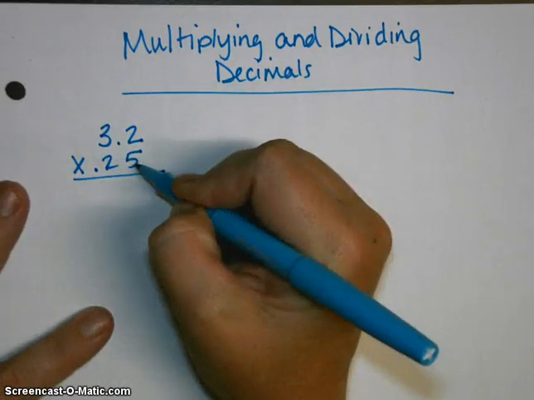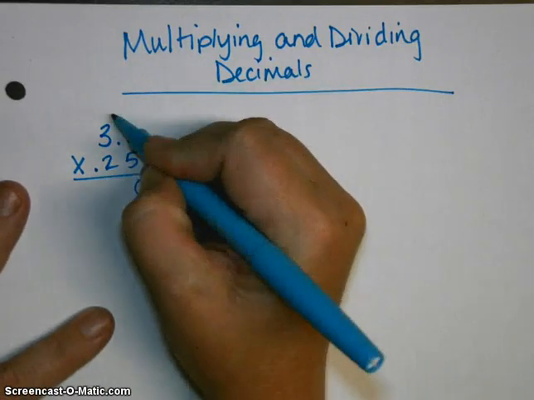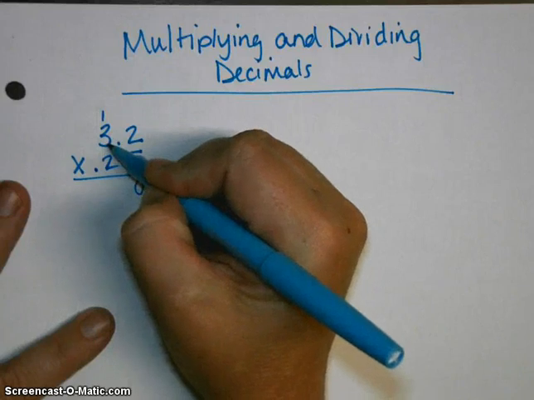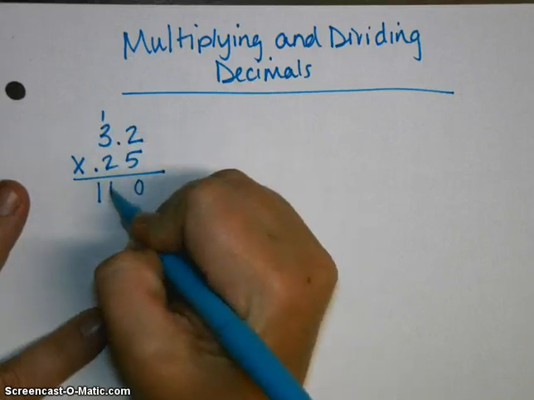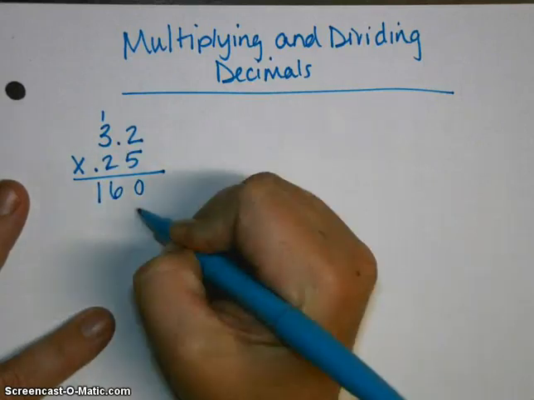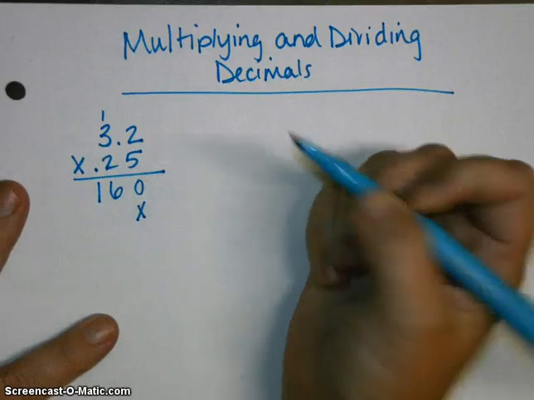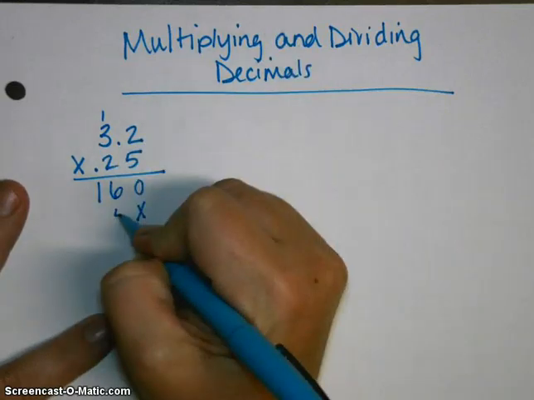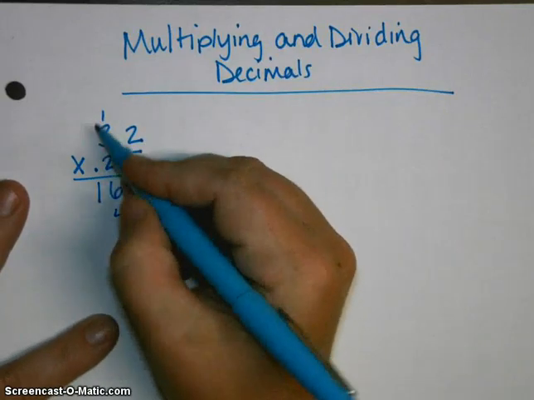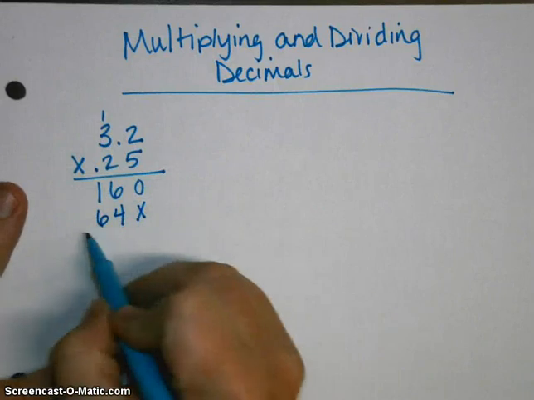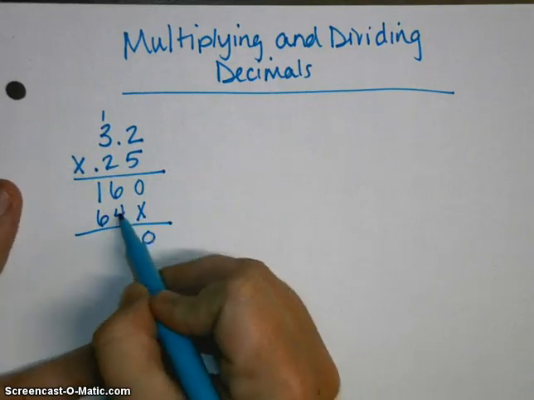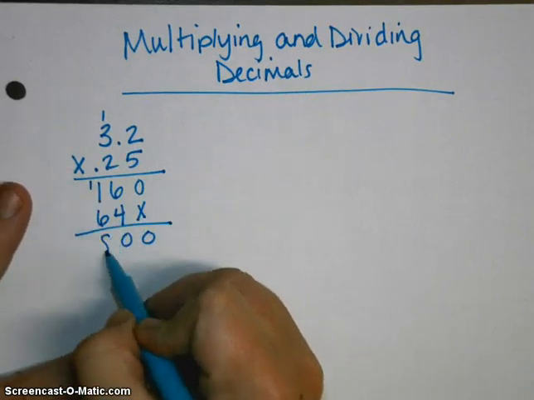So I'm going to multiply. 5 times 2 is 10, 5 times 3 is 15, plus the 1 is 16. Place it down. Put a placeholder, an X or a 0. 2 times 2 is 4. 2 times 3 is 6. I add together 0, 10, 8.